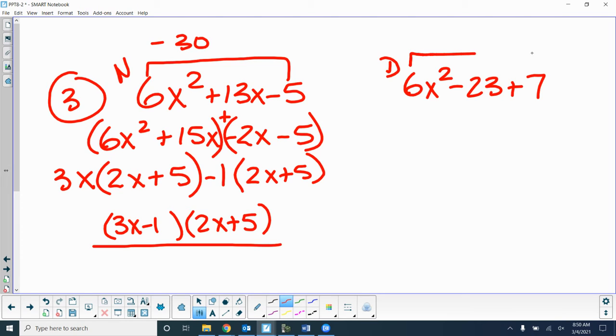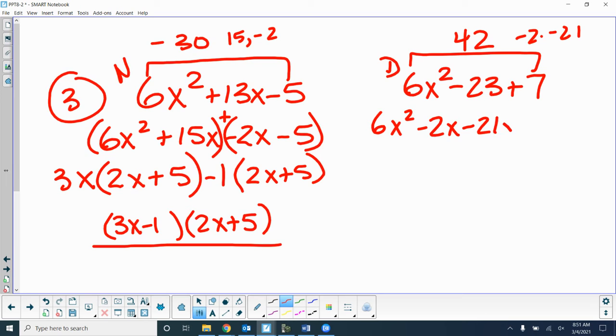What's 6 times 7? 42? All right. What times what will give me 42, added gives me negative 23? Okay? Negative 2 and negative 21. Right. Negative 2 times negative 21. I should have done this up here. What do we use? Positive 15 and a negative 2, right? That's what we use. All right, so we're going to rewrite this one. 6x squared minus 2x minus 21x plus 7.